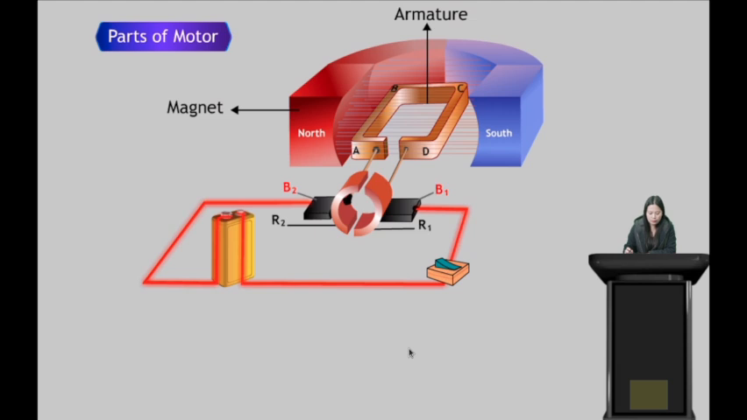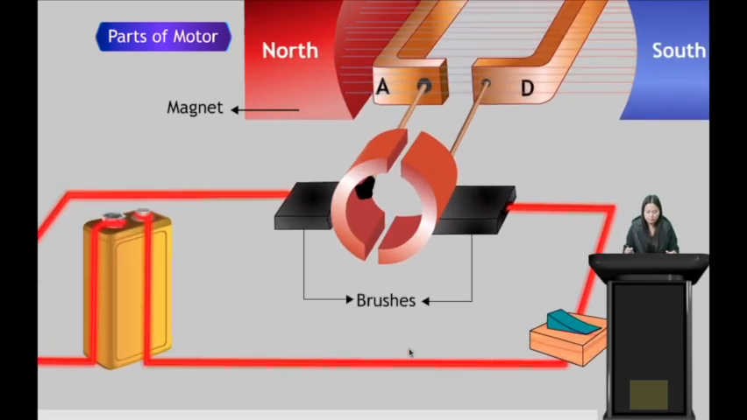The next part we have is brushes, namely B1 and B2. These are the two brushes present. These brushes are solid brushes. They are different from the usual brushes, but they are solid brushes. So these are the two brushes, namely B1 and B2.